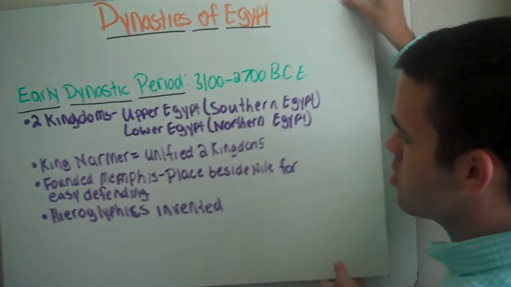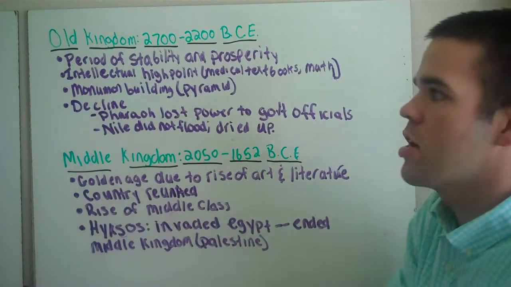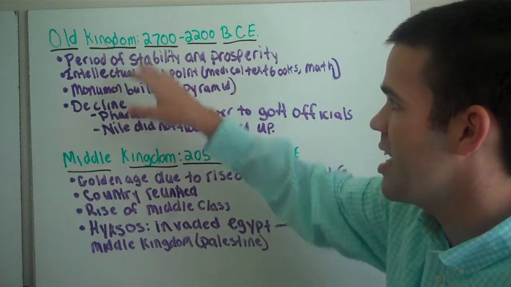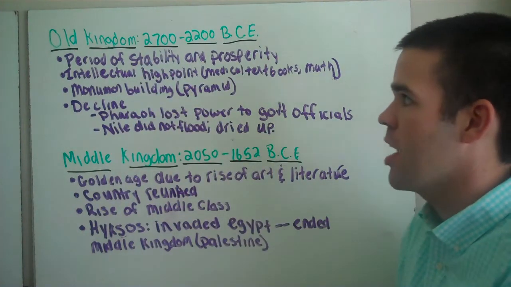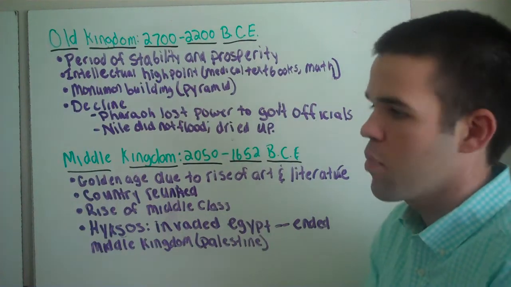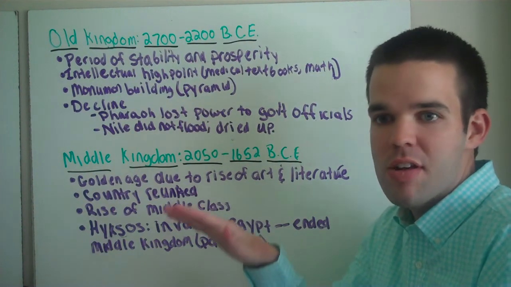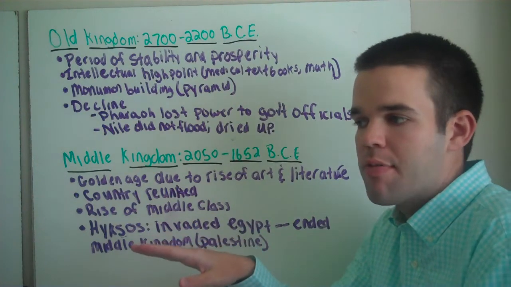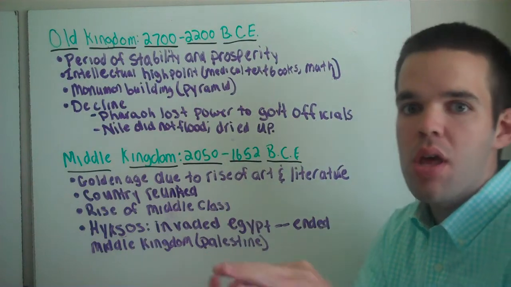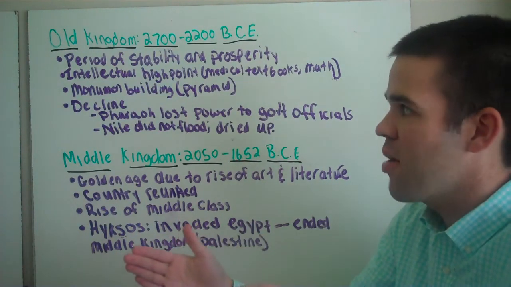Now we're going to move on to the kingdoms. Now, the early dynastic period ended around 2700 before Common Era. The Old Kingdom begins 2700 before Common Era. It is a period of stability and prosperity. There's not much time of war going on. There's also good trade going on. Good relationships with other areas around Egypt are also happening.